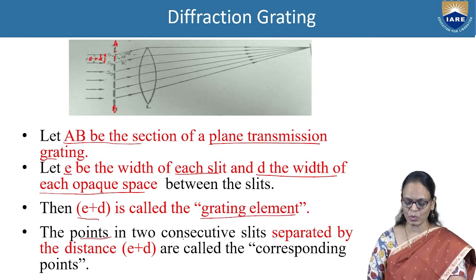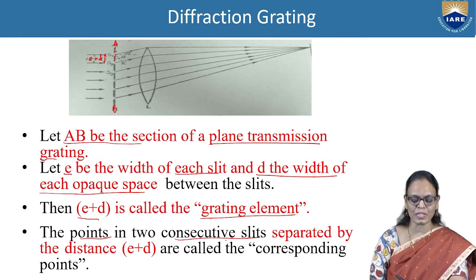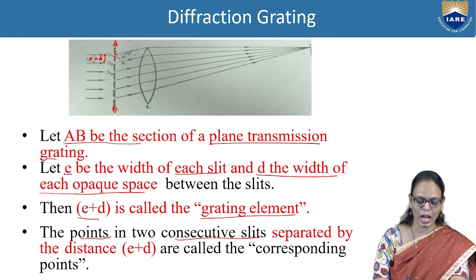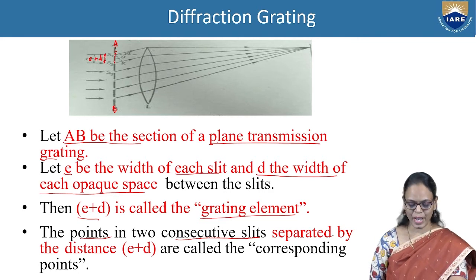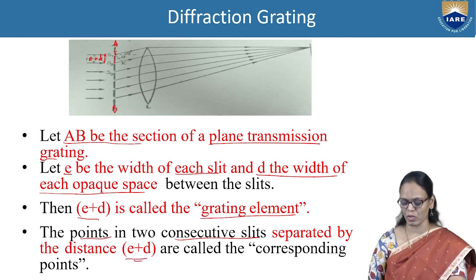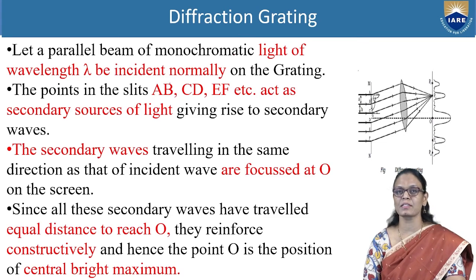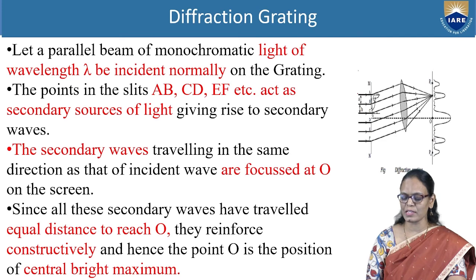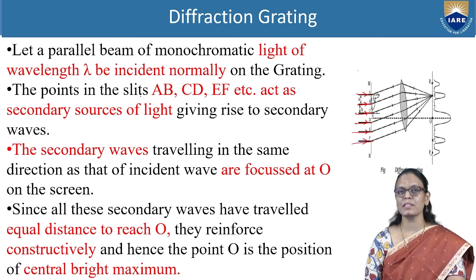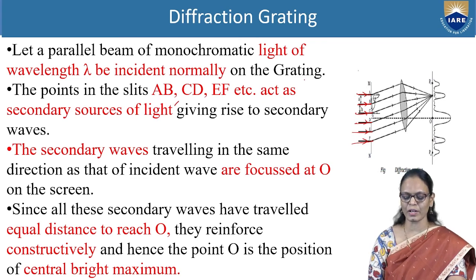Now the points in two successive slits, S1 and S2, are separated by distance E plus D, and they are called the corresponding points. Now let a parallel beam of monochromatic light be incident normally on the grating. This is the light incident normally on the grating which has N number of slits. Now the points in the slits A, B, C, D, E, F and so on act as secondary sources. We are calling them S1, S2, and so on up to Sn.